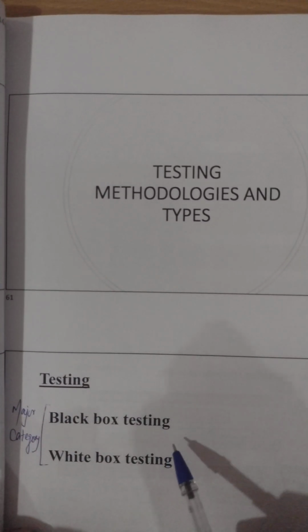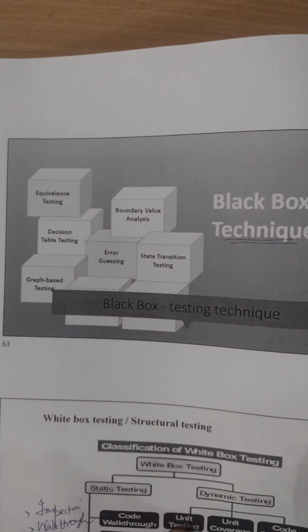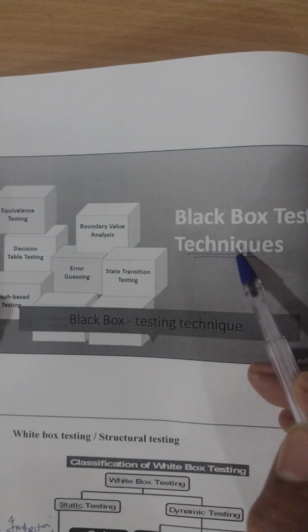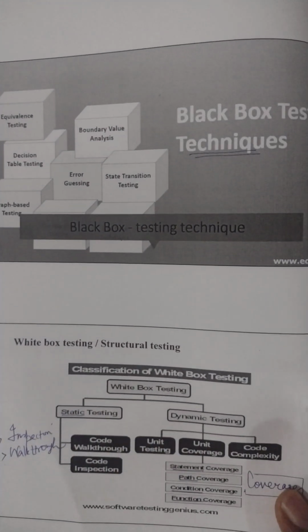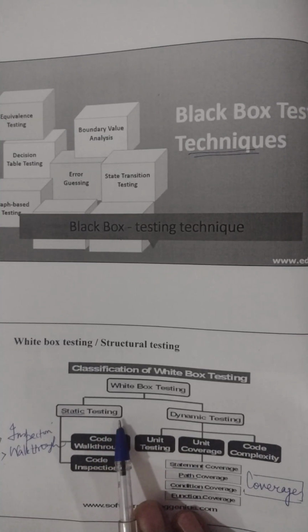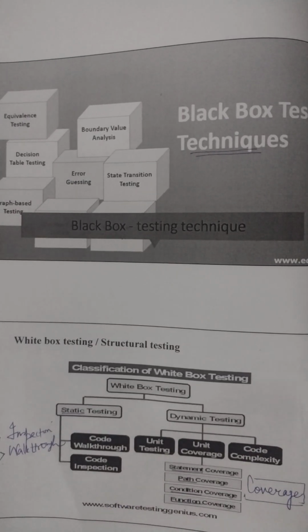Now, testing methodology, we'll talk about it also. In testing, we have two major categories, black box and white box testing. Black box testing techniques, as you see in this block diagram, include equivalence partitioning, boundary value analysis, decision table, graph based testing, error guessing, state transition testing, and so on. All this comes under black box testing techniques. White box is more of structural testing, which is static testing, where code walkthrough and code inspection are done.